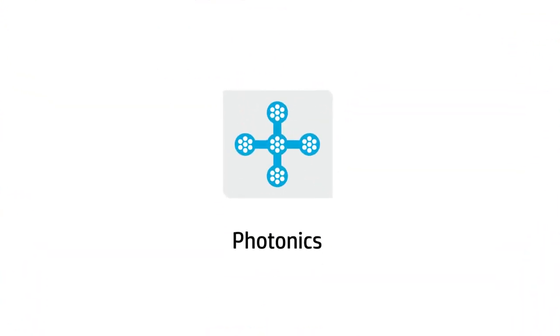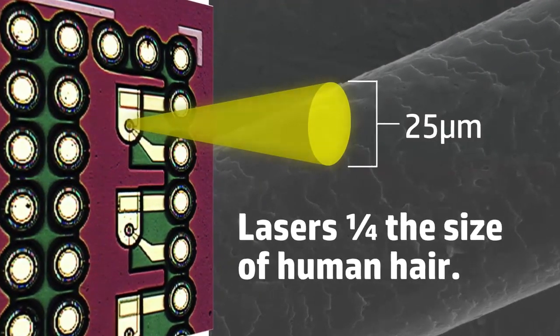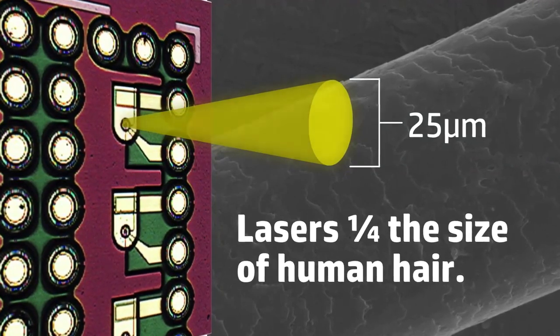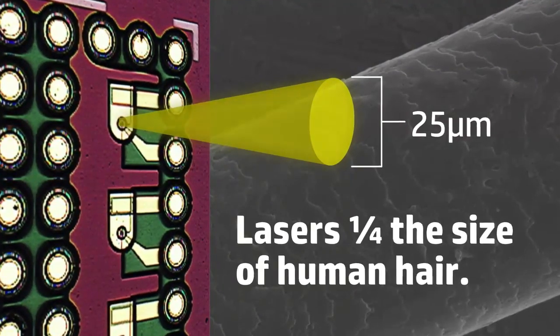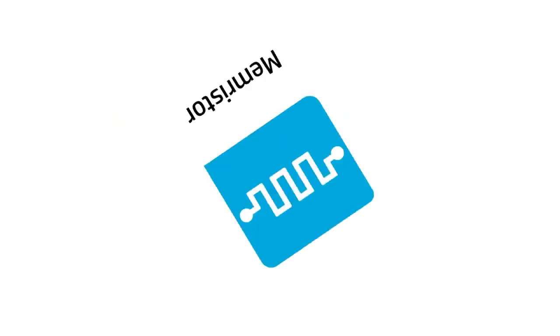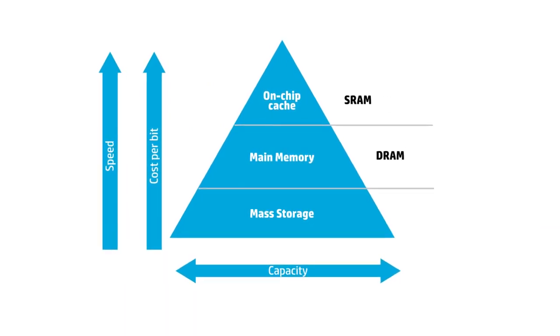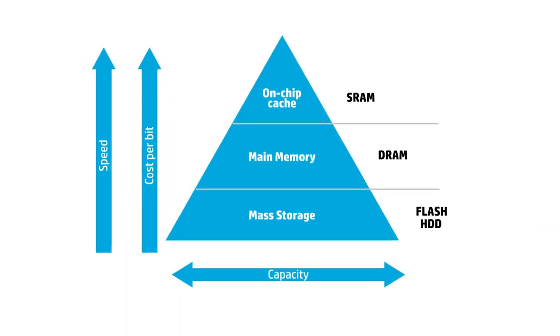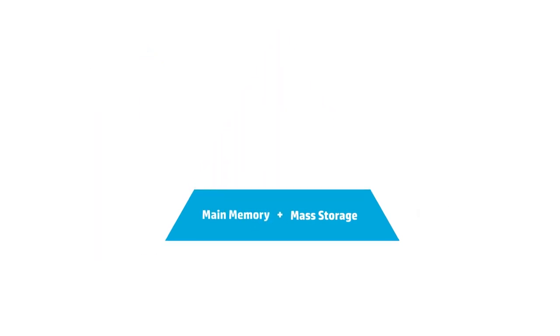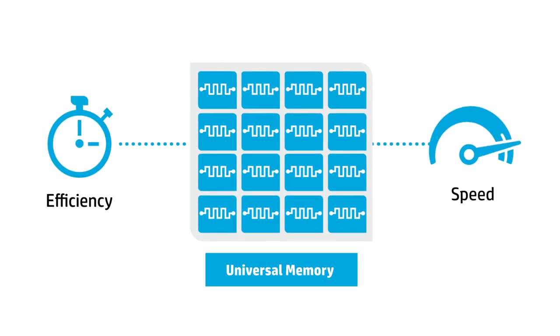Advances in photonics will soon let us swap out copper wires in data centers with lasers, communicating with photons instead of electrons so data transmission can keep up with processing growth using much less energy. HP has also developed the Memristor, which stores data using ions to make a faster, cheaper replacement for DRAM, flash memory, and even disk drives. By combining memory and storage, Memristors enable universal memory, radically increasing computing efficiency and speed.